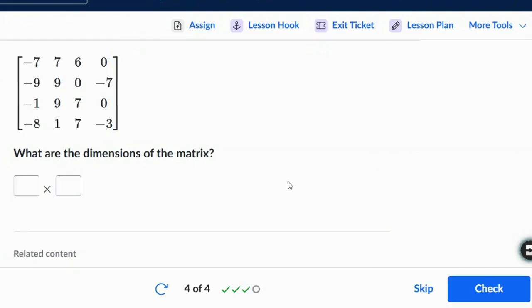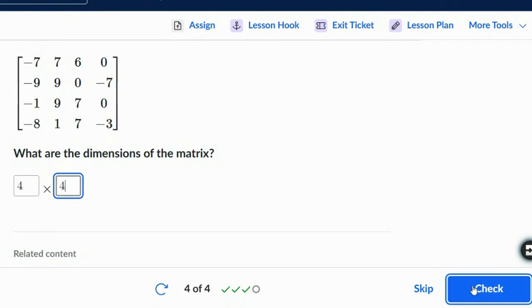All right. Here's our last question. Ooh, this is a lot bigger. What are the dimensions of this final matrix right here? Rows and columns. This is kind of like the last one. Since they're the same number, it's hard to put the wrong one first. It's a 4-row, 4-column dimension.